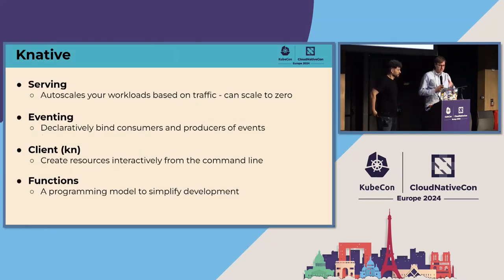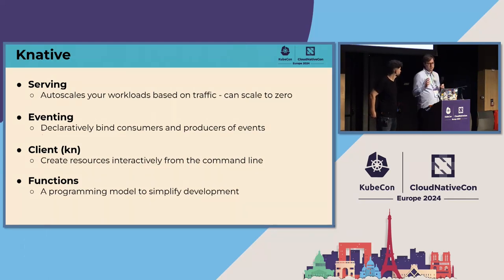I highlighted the main subcomponents here. And the way to think about it is they can work independently of each other, or they can work together. If you use essentially everything together, then what you can get out of the box is a function as a service running on Kubernetes that can scale to zero.